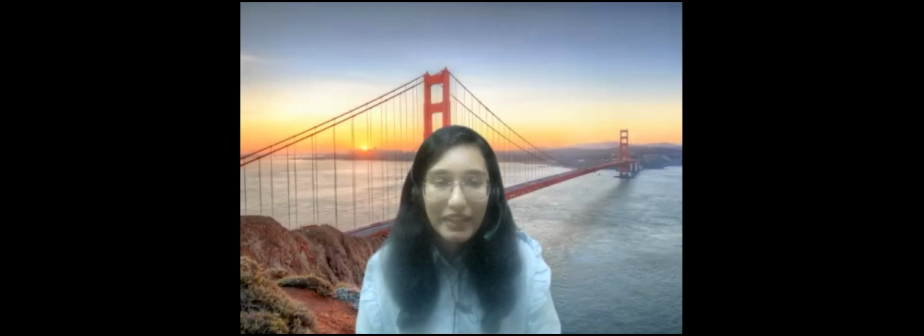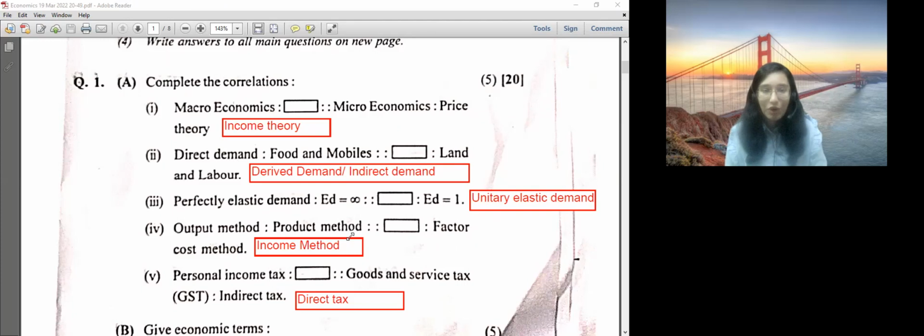Now let's quickly go through the objectives and check. The very first thing is macroeconomics. Macroeconomics is income theory. As you all know, this is given in your features. Land and labor: derived demand and indirect demand. Both answers are correct. ED is equal to unitary elastic demand.